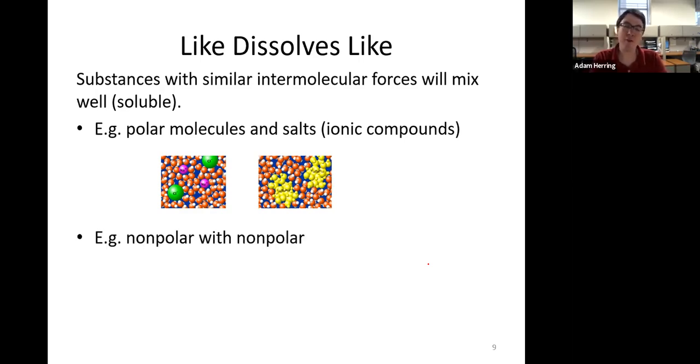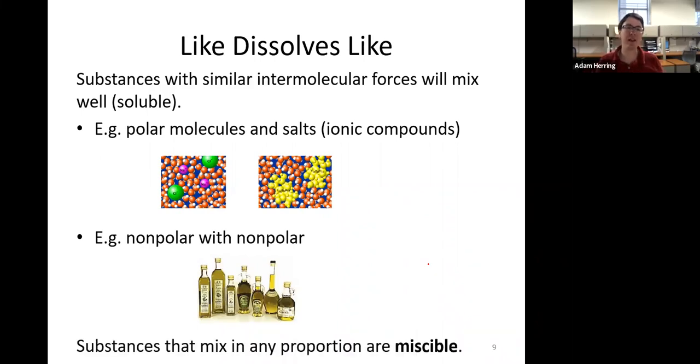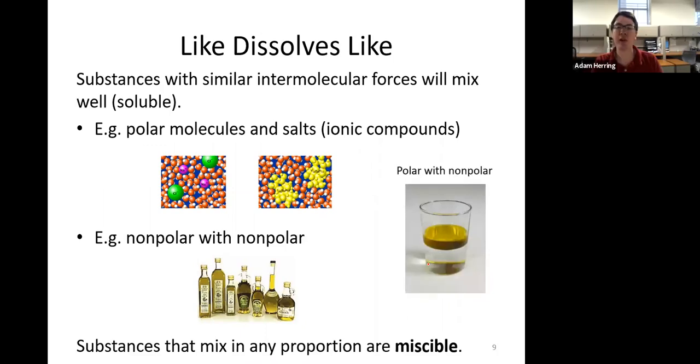However, if we have non-polar substances, those mix well together. So for example, you can mix a variety of oils together. And when substances mix in any proportion, so you can mix any number of oils together and have a roughly even amount, or a large amount of one oil and a large amount of the other oil, we deem those miscible if they can mix in any proportion. However, if we try to mix substances of different polarities together, we see that they don't mix well. An example is mixing oil with water, and they will separate out because they don't dissolve well together.